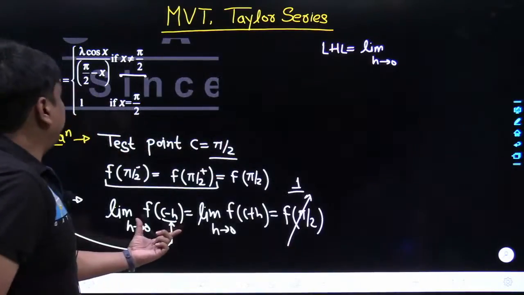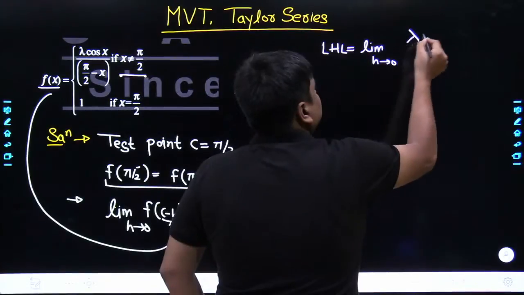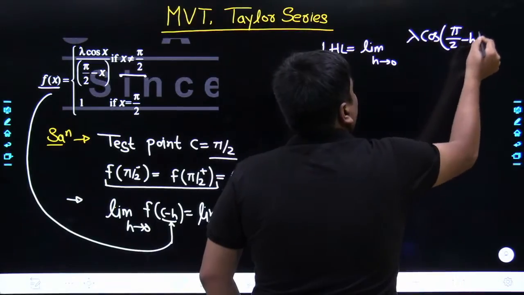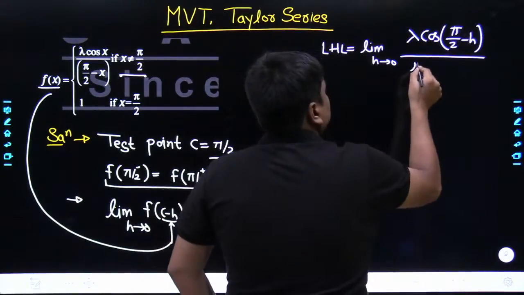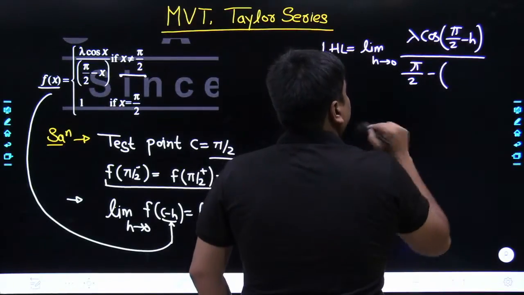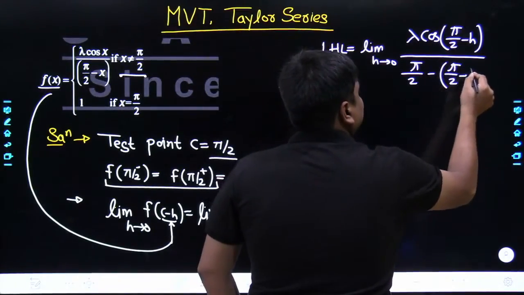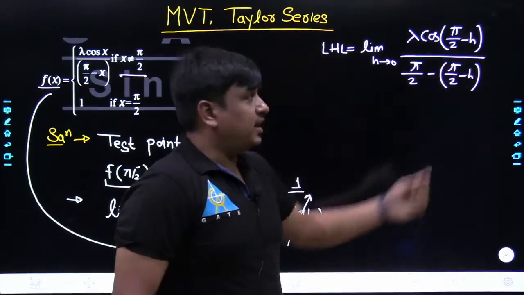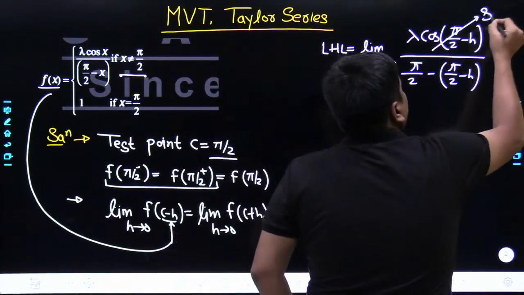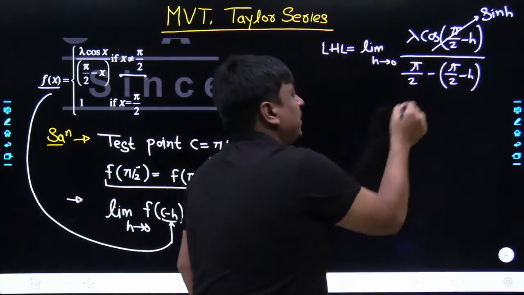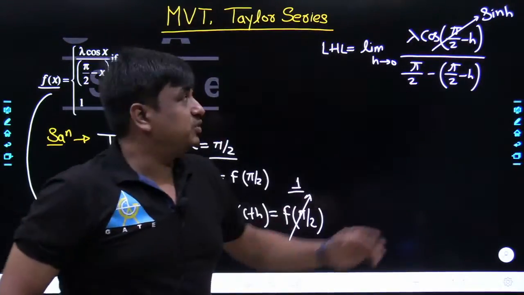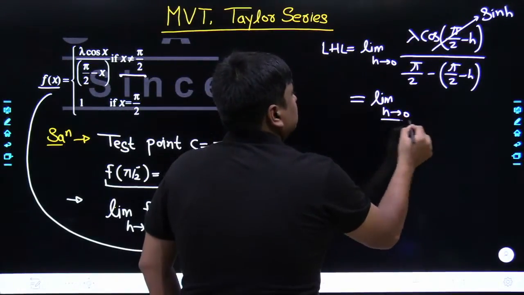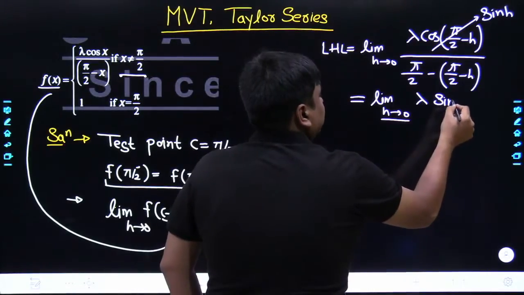So here, if we talk about its left hand limit, which would be equal to limit h tends to 0, f of c minus h, lambda will remain lambda, it will become cos of pi by 2 minus h divided by pi by 2 minus, again x has to be replaced with pi by 2 minus h. So what will happen? Cos of 90 minus theta is sin theta. That means this factor will become sin h, and here pi by 2 and pi by 2 go off, negative will become positive. End of the day, it's simply going to be limit h tends to 0, lambda times sin h divided by h.